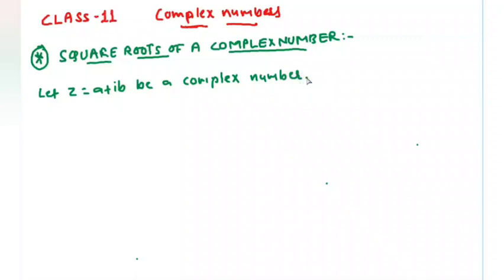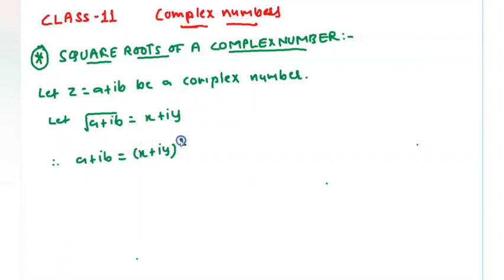Now we have to find the square root. So let us consider that the square root of a plus ib is x plus iy. Now we will simplify this equation we have obtained. We will square both the sides. So a plus ib will be equal to x plus iy the whole square. We are squaring both sides. Now we will simplify in the next step.